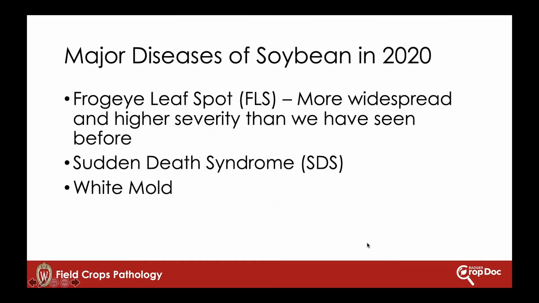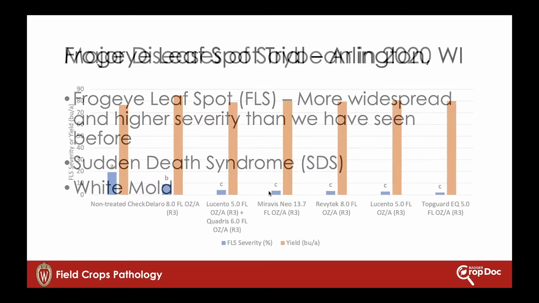We'll talk about 3 diseases today of soybean. This year we ran into frog eye leaf spot, which is not a typical disease for us here in the state, but we did see more widespread frog eye leaf spot and higher severity levels than we have seen before. I'll also take the opportunity to talk a little about Saltro versus Olivo when managing sudden death syndrome, and we will revisit ongoing research on white mold, which is a common disease here in Wisconsin.